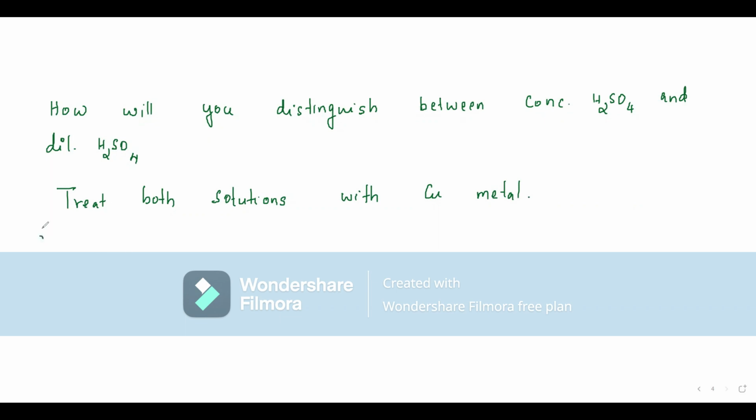First point is dilute sulfuric acid has no reaction with copper. Why is it so? Copper is a metal which is below hydrogen in the activity series. Such metals which are below hydrogen in the electrochemical series have no reaction with dilute acids. So only those metals which are above hydrogen will react with dilute acids. Now, so first point is clear.